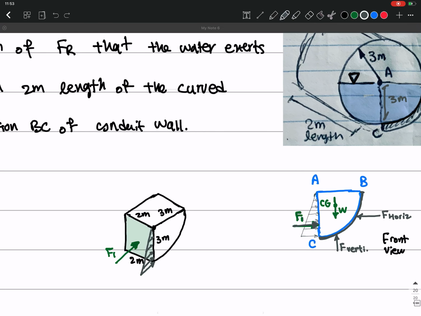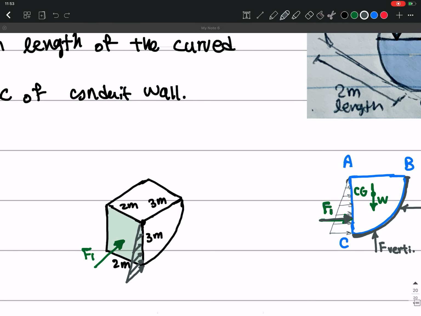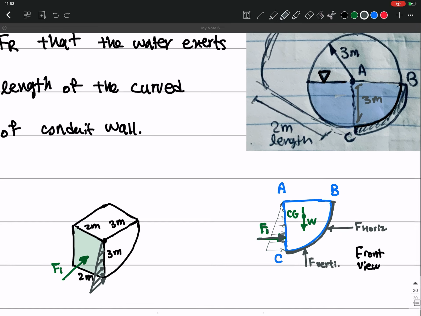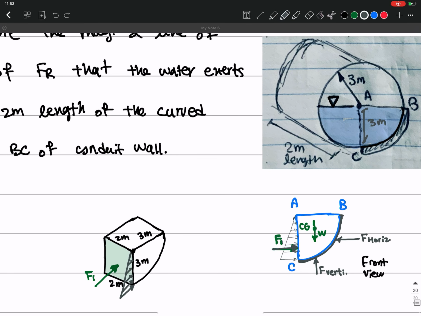And this is a 3D view of that. So in 3D, I just plotted it. So we have the 3 meters and 3 meters here. Let me show it. This will be A, B, C here. We have A, B, C. And then this is 2 meters, right? So this has gone 2 meters, right? And so this is the free body diagram. So F1 is exerted on this plane, on this green plane that you see here.